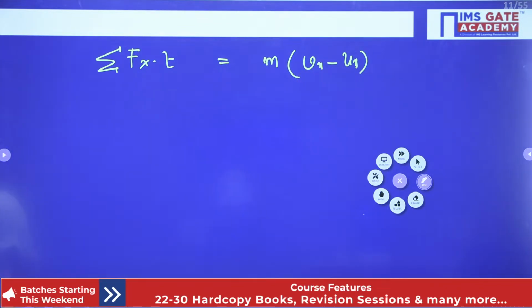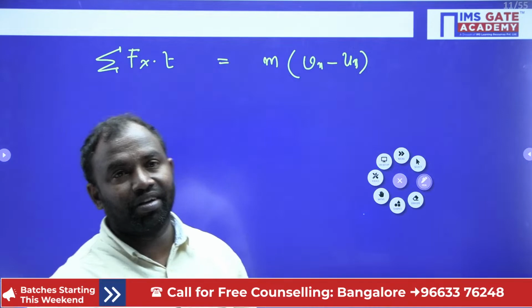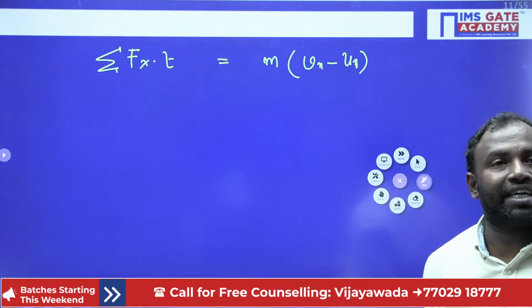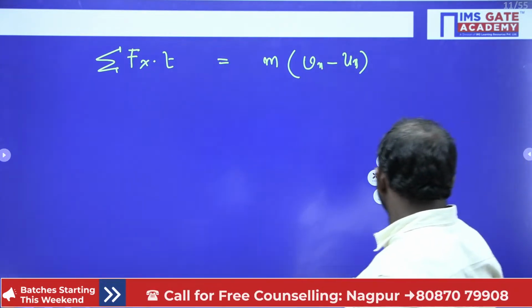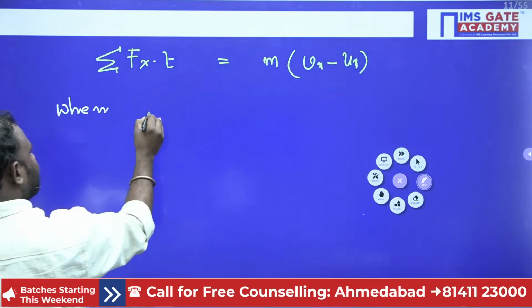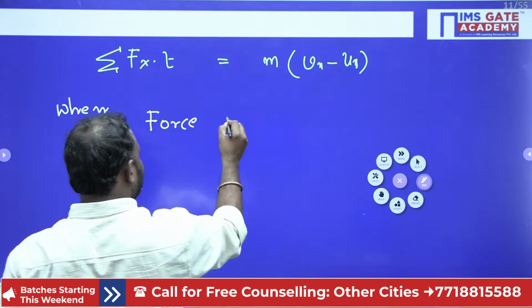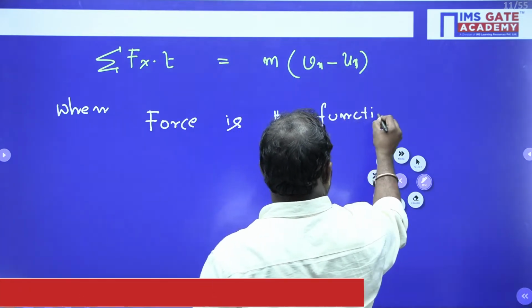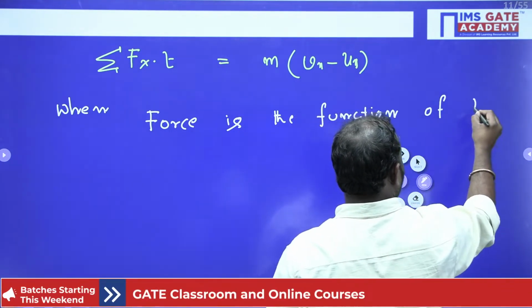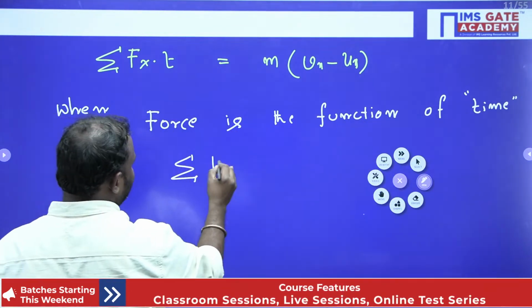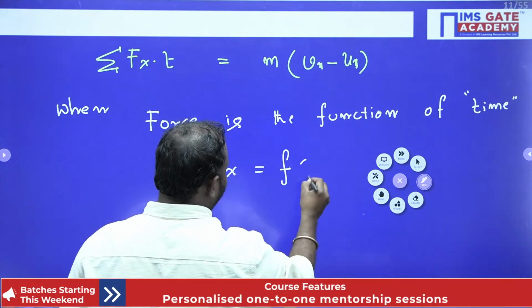If the force is a function of t, then this equation we will use. Suppose my force is a function of t, then what happens? When the force is a function of time, I'll write sigma Fx is a function of time.